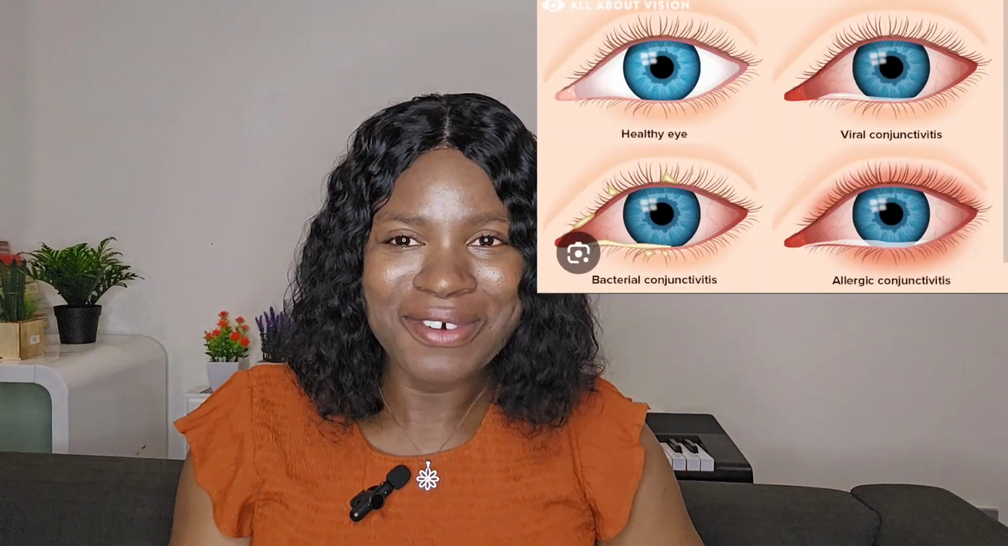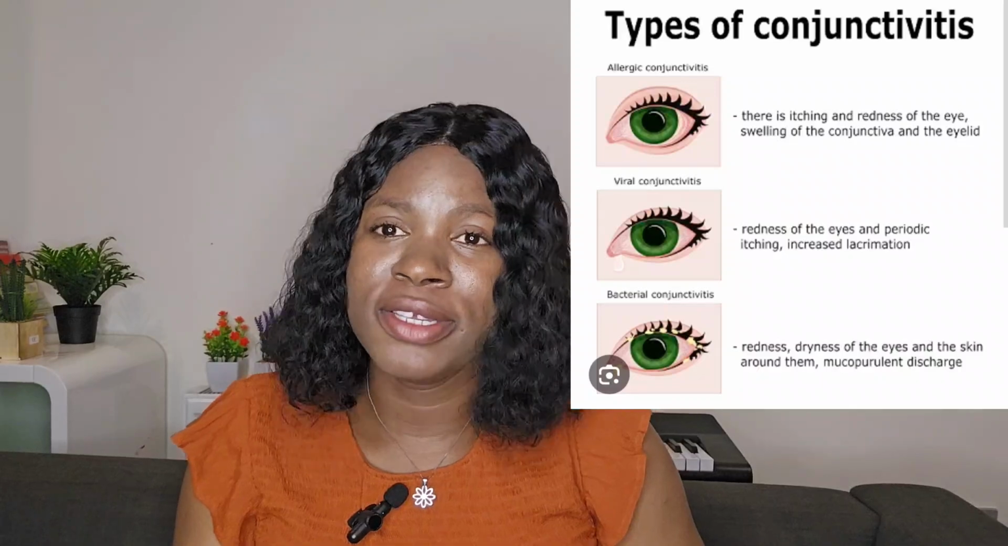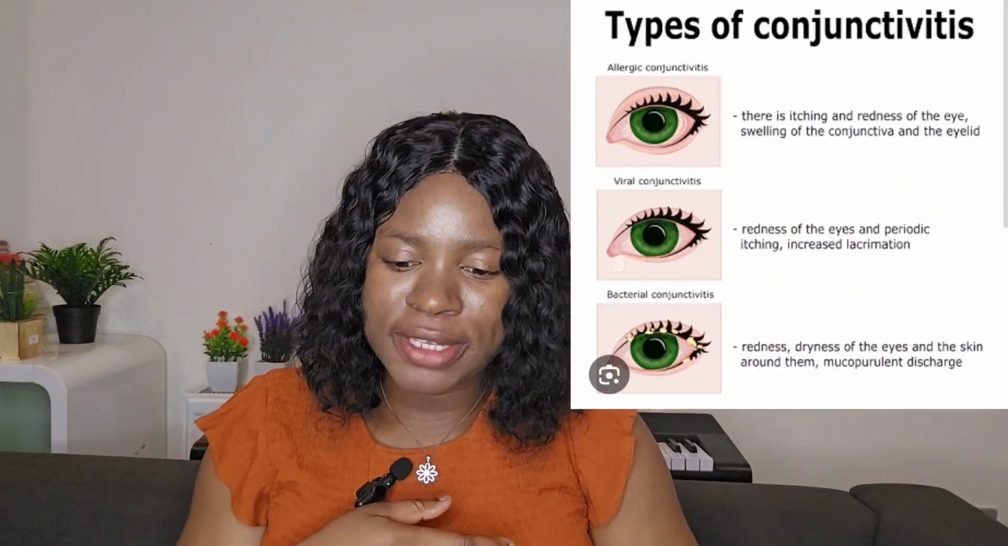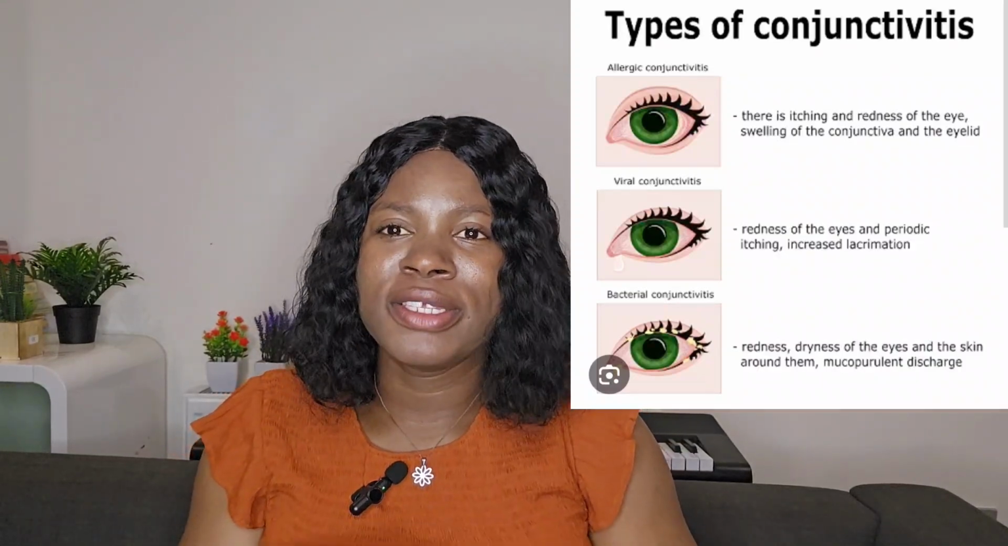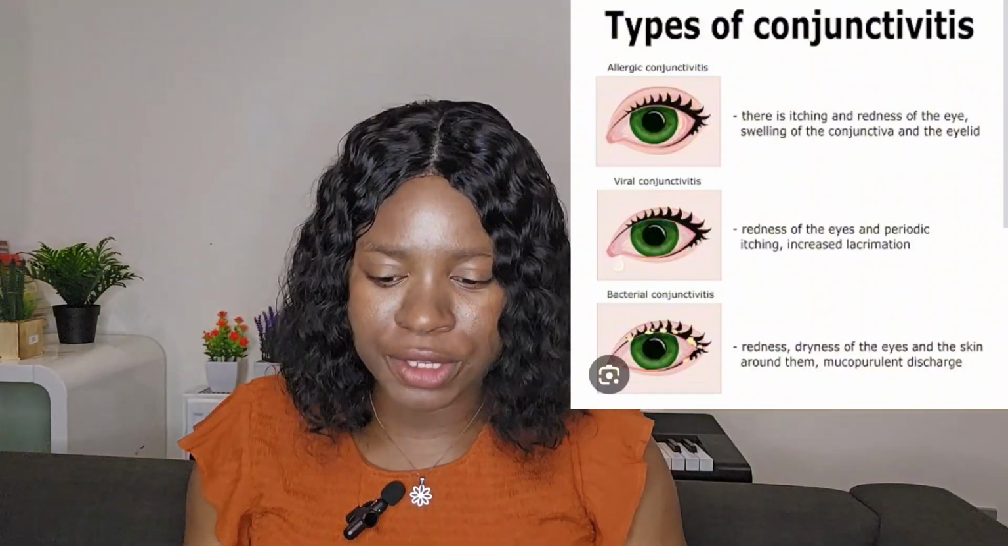So what are the causes of conjunctivitis? There are two causes. The first one is infection, and the infection can be categorized into two: bacterial infection or viral infection. Then the second one is allergy. Let's talk about the types of conjunctivitis. There are three types: bacterial conjunctivitis, allergic conjunctivitis, and viral conjunctivitis. I will talk about them one after the other.